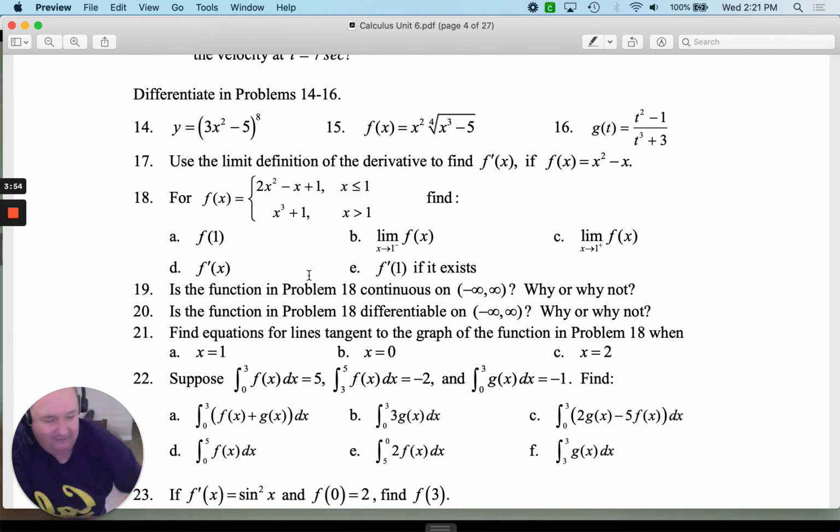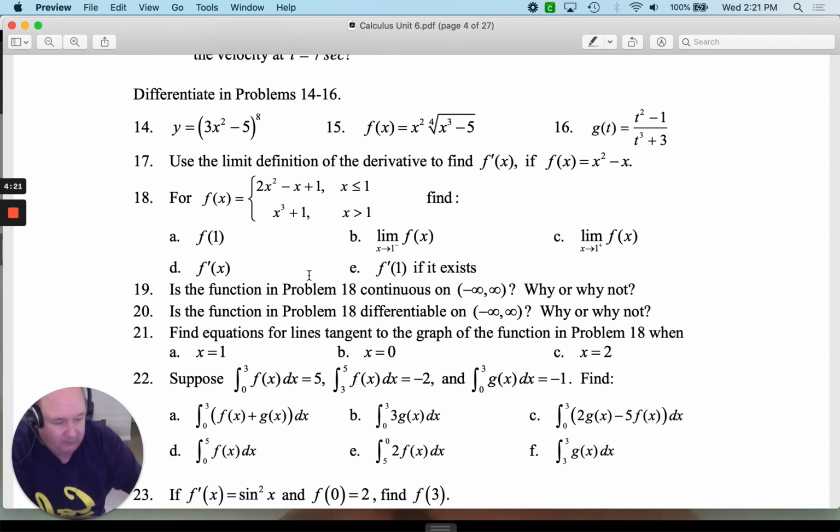All right, number 18. In number 18, you have a piecewise function. The first piece is 2x squared minus x plus 1. That's when x is less than 1. X cubed plus 1. That's when x is greater than 1. And then there's a bunch of questions. So let's start it. A.